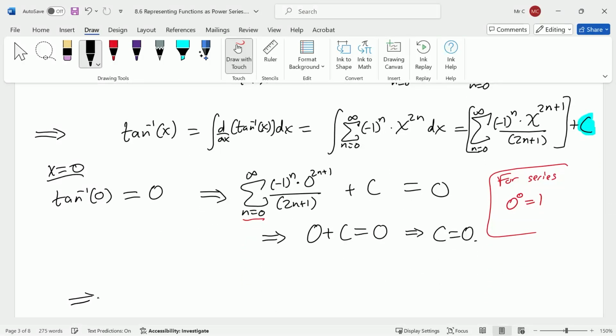So altogether, I can just write simply that tangent inverse of x is the sum from n equals 0 to infinity of negative 1 to the n times x to the 2n plus 1 over 2n plus 1.